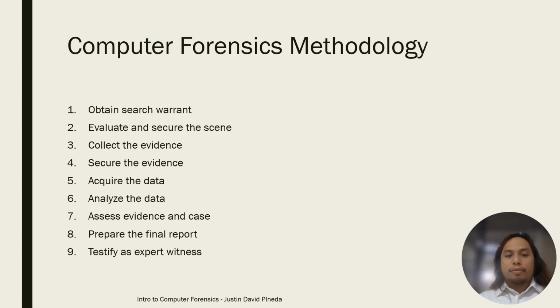The first step is to obtain a search warrant. Of course, this is with the assumption that the group of forensic investigators will be coming from law enforcement groups or law enforcement agencies. Second is to evaluate and secure the scene, similar to a crime scene, and then collect the evidence, you secure the evidence, acquire the data, you analyze the data, you assess the evidence and the case, and then you prepare the final report and testify as expert witness.